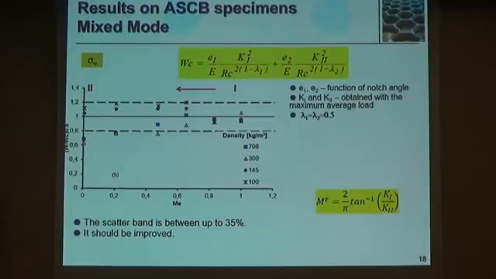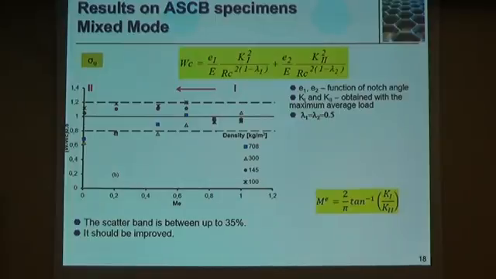We represent here the normalized strain energy density to the power 0.5 for different foam densities against the mixed mode parameter. Here the scatter is higher. We have quite good results for mode 1 and predominantly mode 1, but the scatter is higher here.